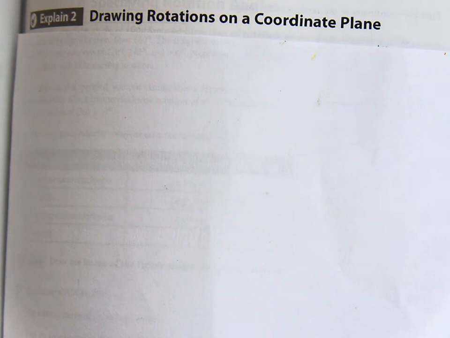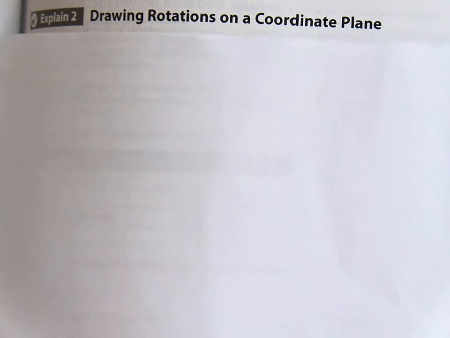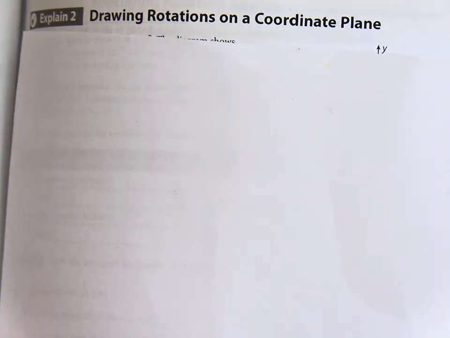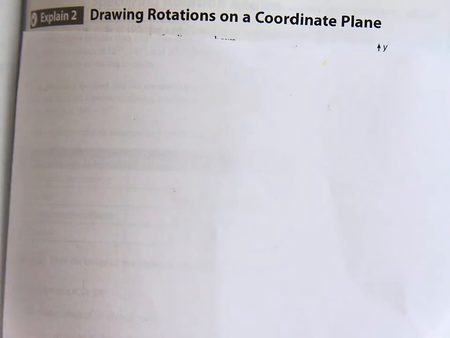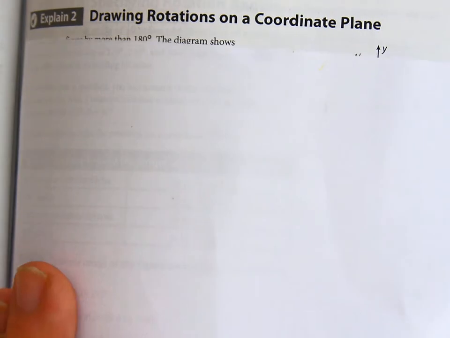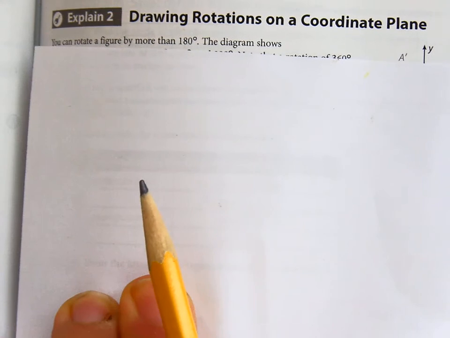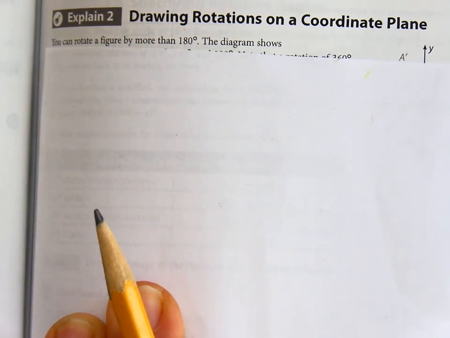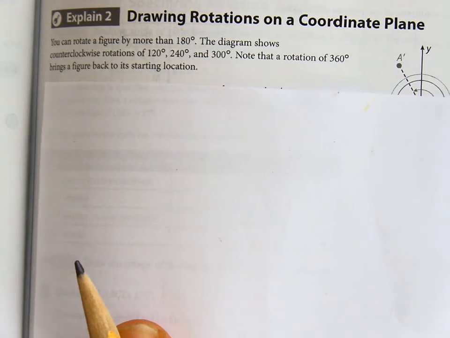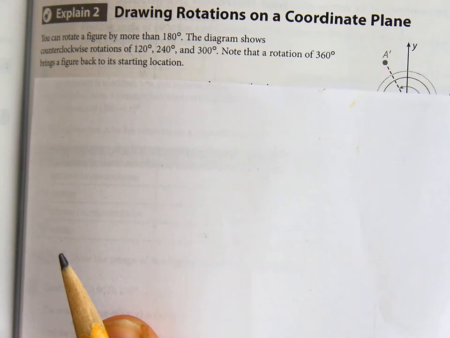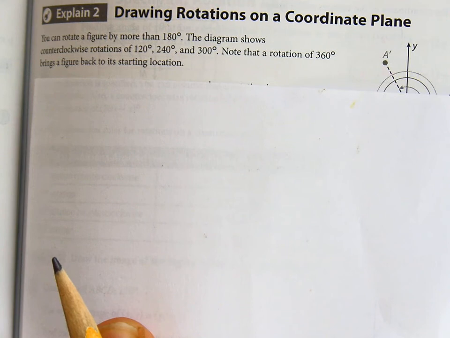Great, so we have Geometry Module 2, Lesson 3, Explain 2, Drawing Rotations on a Coordinate Plane. So you can rotate a figure by more than 180 degrees, and the diagram shows a counterclockwise rotation of 120 degrees, 240 degrees, and 300 degrees. Note that a rotation of 360 degrees brings the figure back to its starting location.